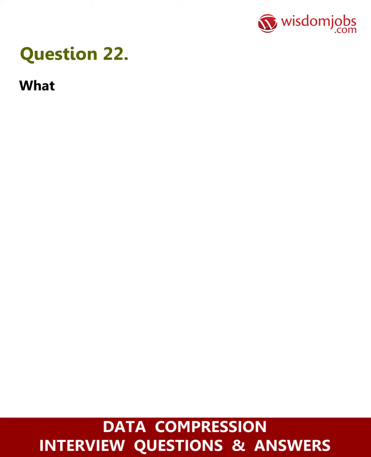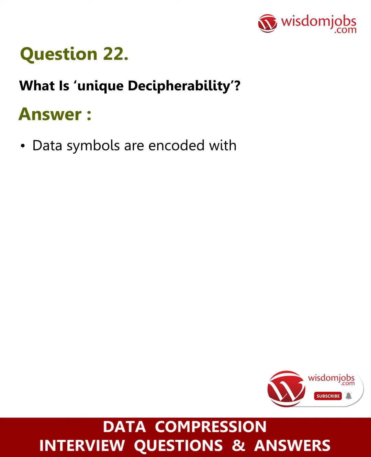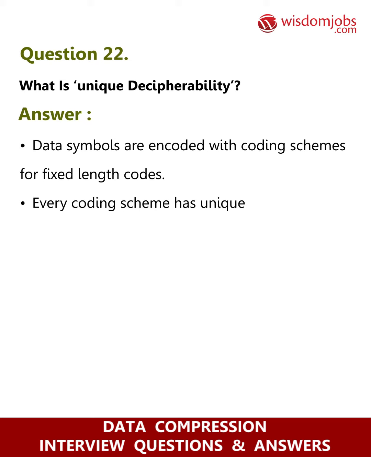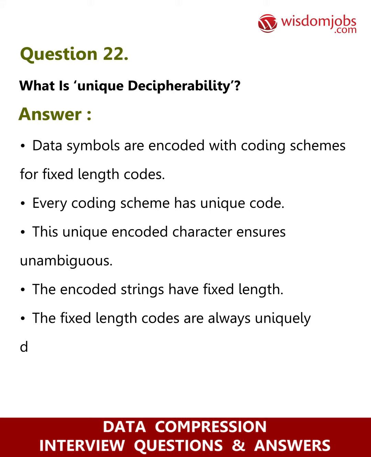Question 22. What is unique decipherability? Answer. Data symbols are encoded with coding schemes for fixed length codes. Every coding scheme has a unique code. This unique encoded character ensures it is unambiguous. The encoded strings have fixed length. The fixed length codes are always uniquely decipherable.